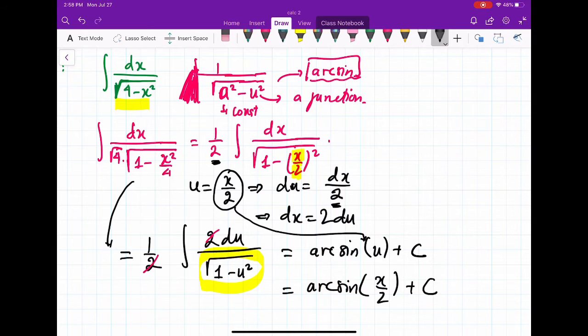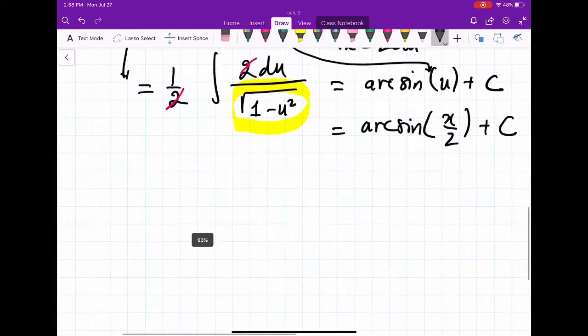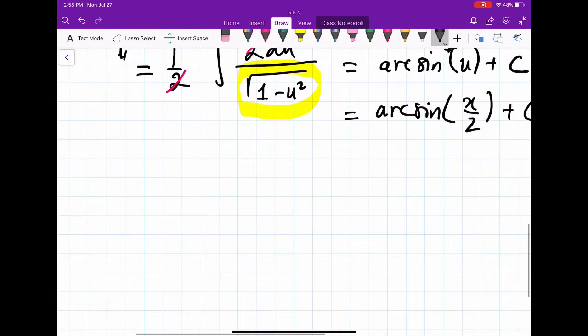But we have the following formula. So in the future, if you see something like that, you may apply the formulas, right? You don't have to do this all the time, okay?